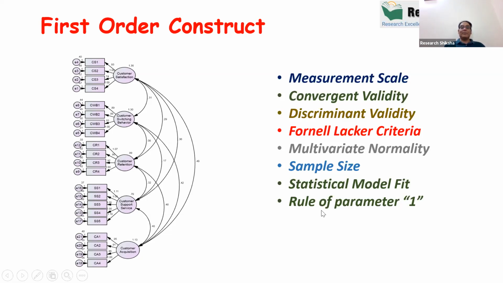And in AMOS, there is a rule of parameter called 1. According to this rule, every construct must have 1 item having the parameter of 1. So you can see that in the first construct, there is 1 on the first item. There is 1 item which is having the parameter of 1. So we are following this rule.